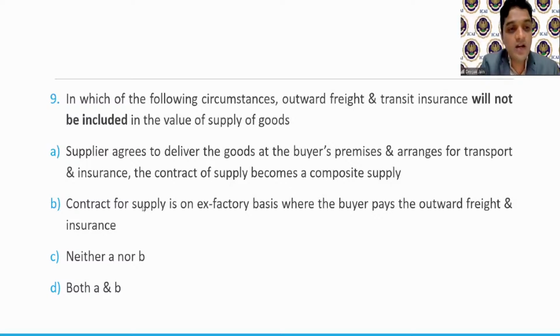If I'm a supplier, and I agree that I will deliver the goods at the buyer's premises and I arrange for the transport, or second, when I agreed on ex-factory basis, which means I will supply at factory basis and any of this freight and insurance is not my responsibility, and the buyer pays for them, then will it not be included, in both the cases, or in neither of the cases?